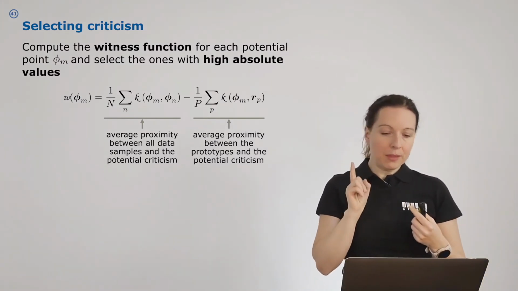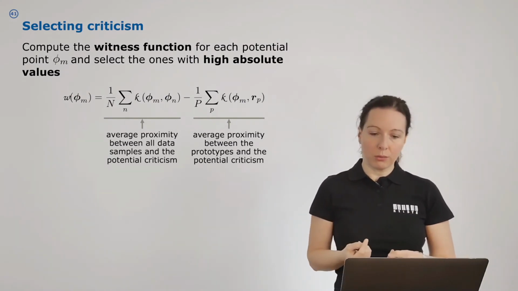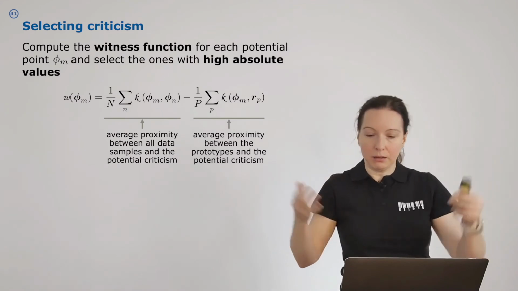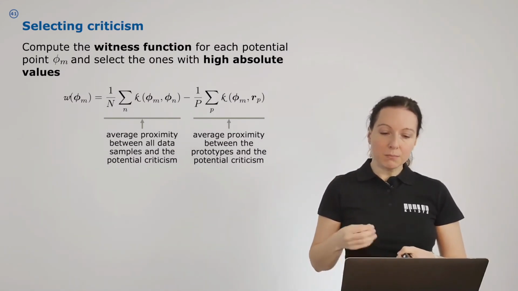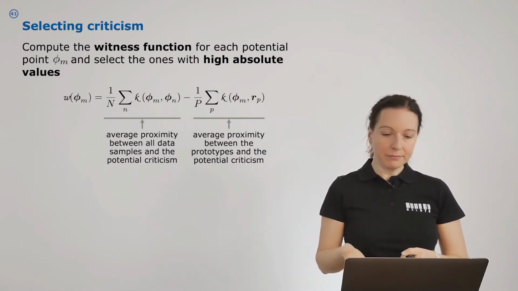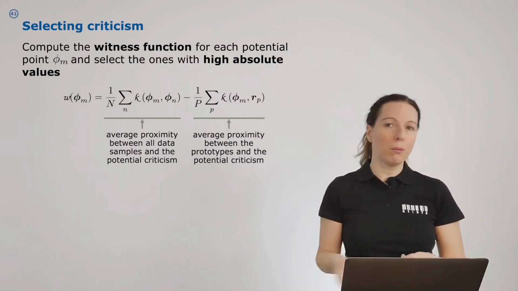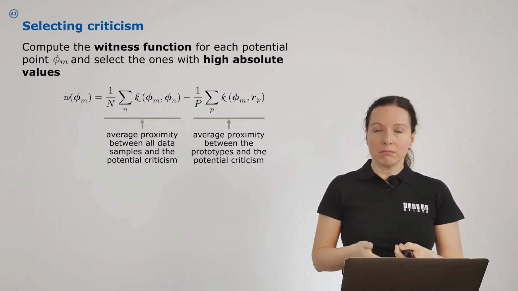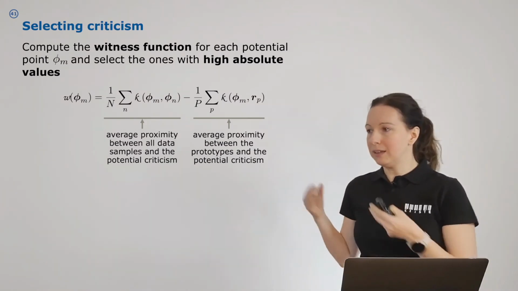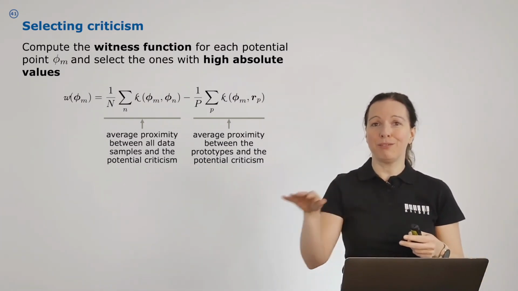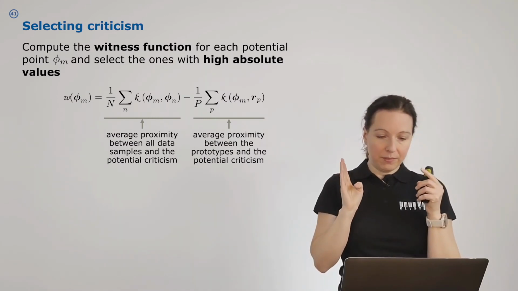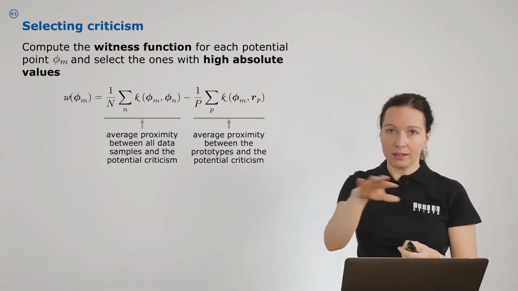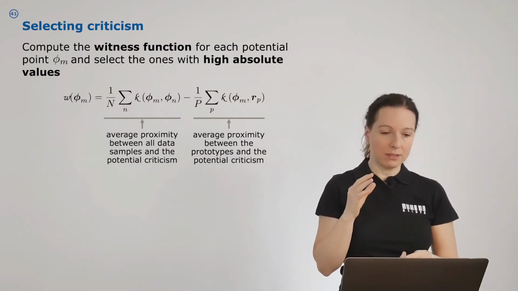First scenario, if the witness function is close to 0, then both terms have nearly equal values, which means both densities are similar. So it means the prototypes represent the data distribution in a good way, and specifically it's represented well at the point phi m. We need to keep in mind that everything here is evaluated in the proximity of the point phi m.